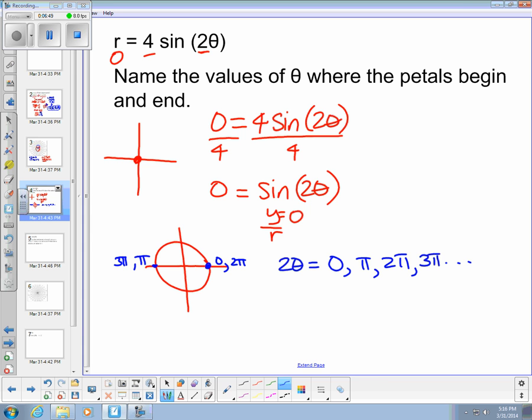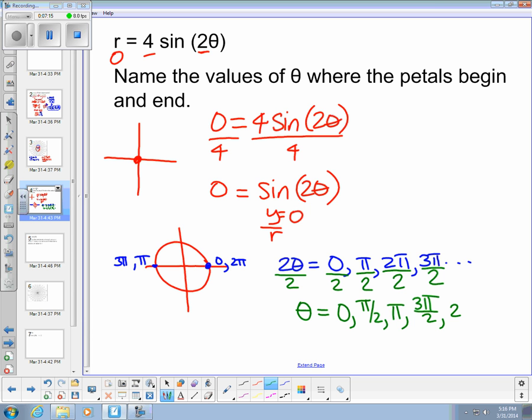Okay, but I don't want 2 theta, I want theta. So to get rid of the 2, I just now have to divide. If you've got a number with the angle, you need to wait until after you've done the reference angle before you do the division. Okay, so theta would equal 0, or pi over 2, pi, 3 pi over 2, and if you keep going one more time, 4 pi over 2 would be 2 pi, 5 pi over 2, and keep on going in that same vein. They will start to repeat after a while. Okay, but these are the places where you're going to end up back at the pole. That's where your petals begin and end.